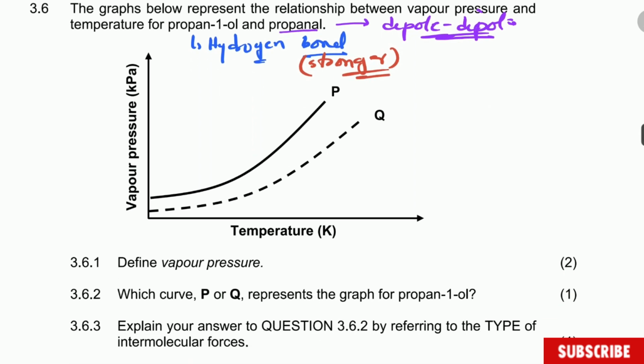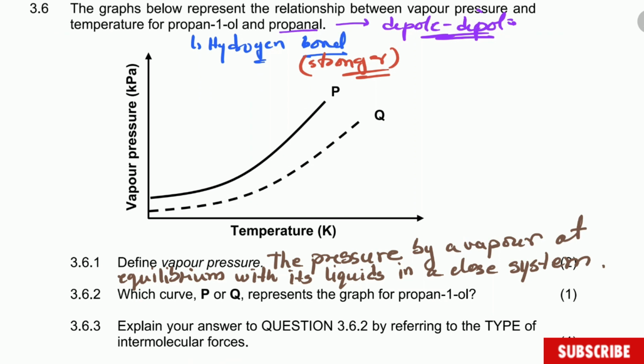Now the question says define vapor pressure. The definition for vapor pressure is the pressure exerted by a vapor at equilibrium with its liquid in a closed system. If you say that, guys, it's 2 marks. And this definition is another one that has a high probability of being asked. Which curve, P or Q, represents the graph for propan-1-ol? Now, note the following, and this is just a recall. The stronger the intermolecular forces, the lower the vapor pressure.